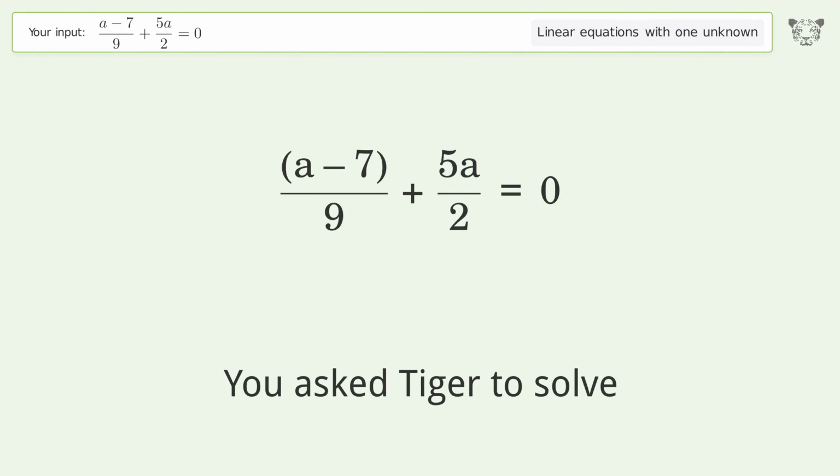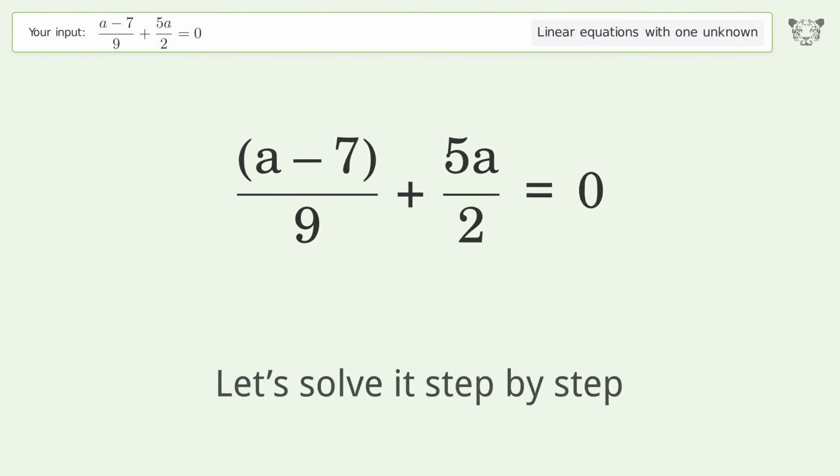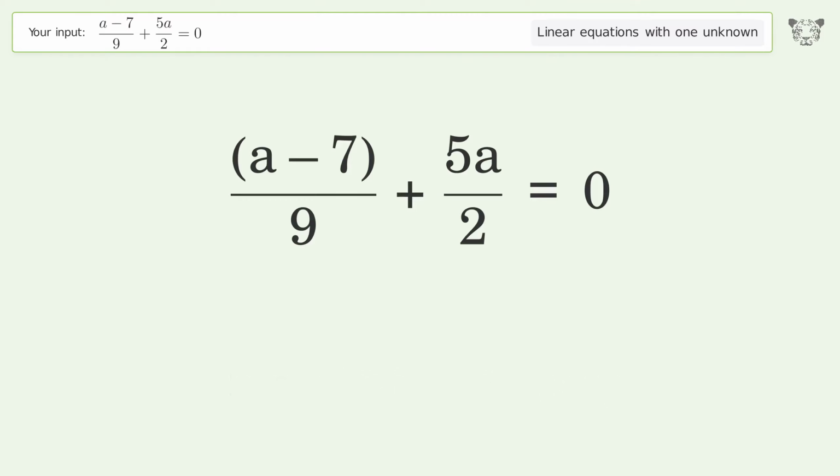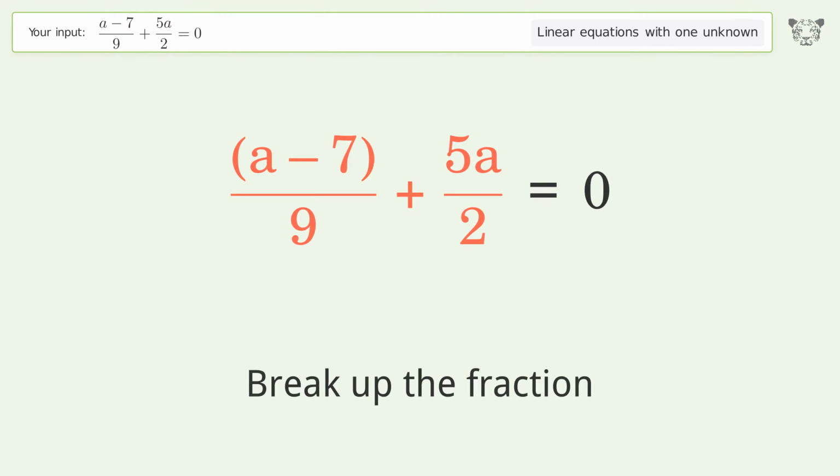You ask Tiger to solve. This deals with linear equations with one unknown. The final result is a equals 14 over 47. Let's solve it step by step. Simplify the expression. Break up the fraction.